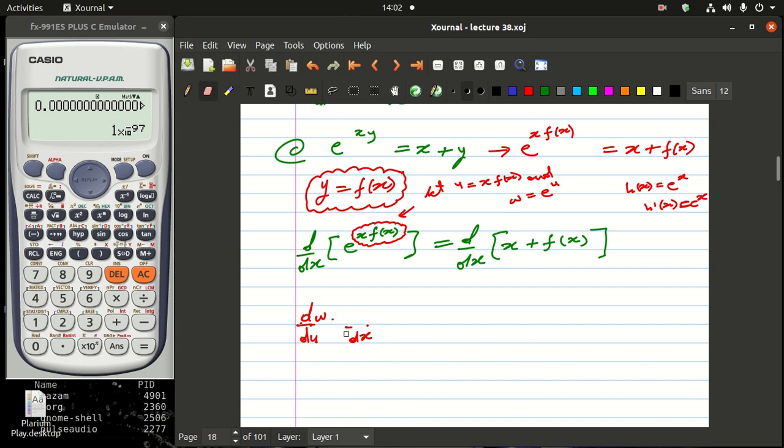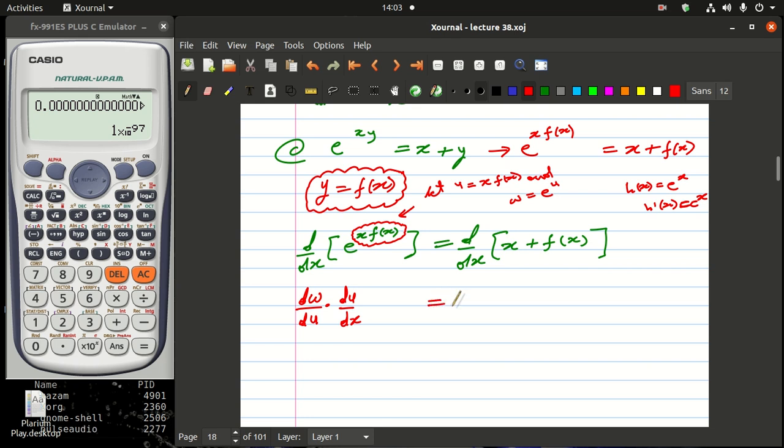Let me redo this just in case you are not getting what I'm trying to say here. This derivative is going to be the same as the derivative of w with respect to x. But w is actually not in terms of x. That is why we say this whole thing is going to be the derivative of w with respect to the variable which is u there. And then I am going to multiply this by the derivative of this new variable, but now with respect to x. So that is going to be this part here.